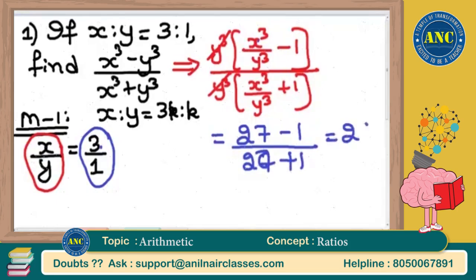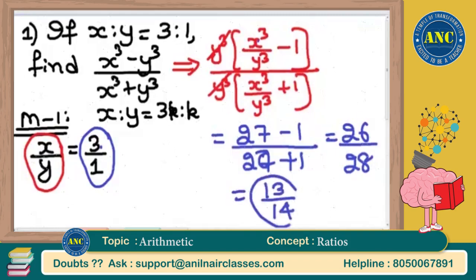27 minus 1 by 27 plus 1. Answer is 26 by 28, which is nothing but 13 by 14, right? Answer for the first question is 13 by 14.